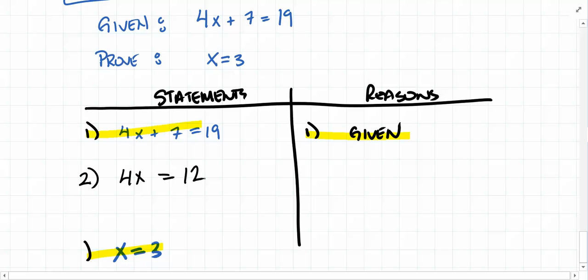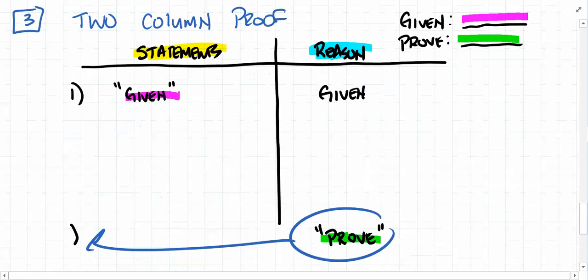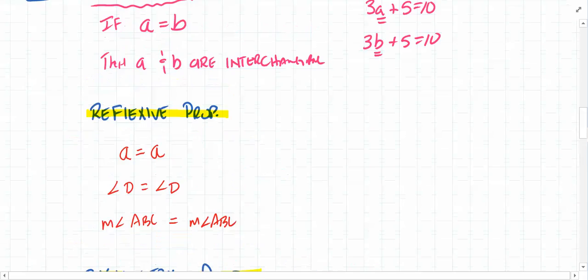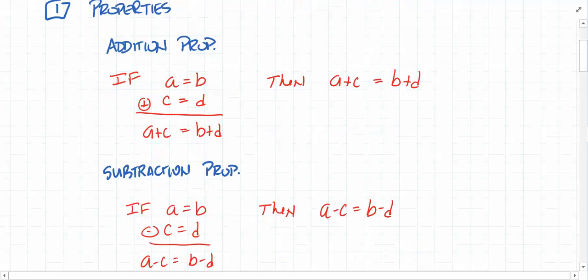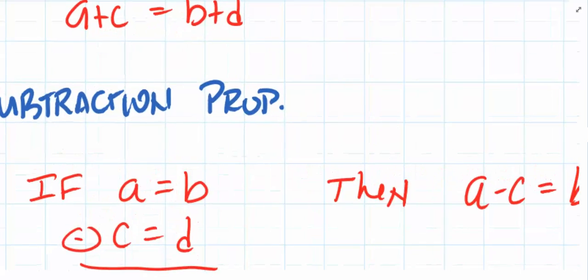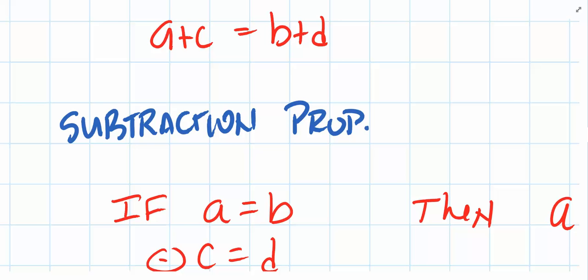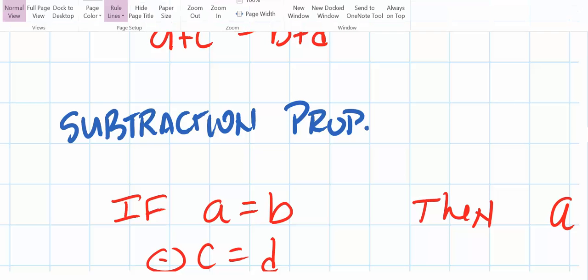Now, how did we get from 4x plus 7 equals 19 to 4x equals 12? What did we do? We subtracted 7. So what allows us to do that? Can we go back and look at our properties? Which algebraic property do you think we used? I'm thinking it's that one right there. You guys cool with that? Does that make sense? Okay, that's what we did.